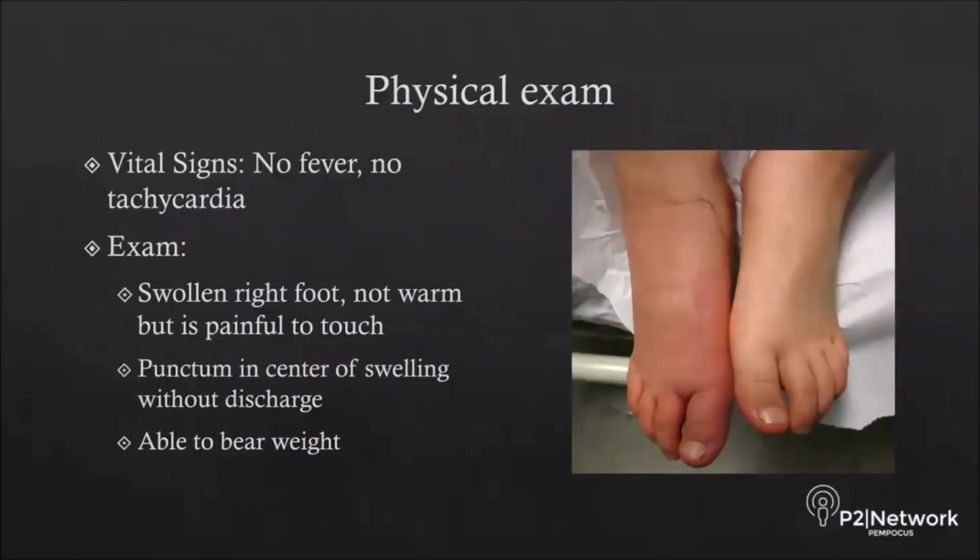And this is what his foot looks like on the right side. He has no fever and no tachycardia on exam, and his right foot is swollen. It's not warm, it's just painful to touch and is quite swollen. There is a punctum in the center of the swelling, but there's no discharge coming out, and he is able to bear weight.